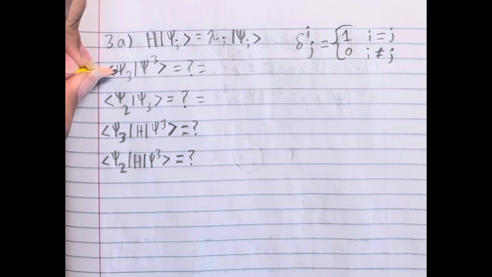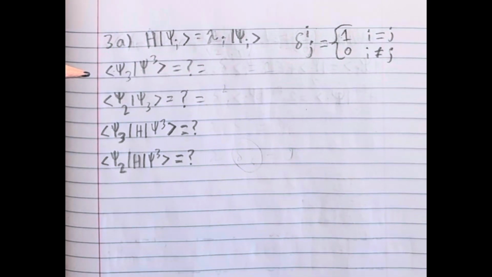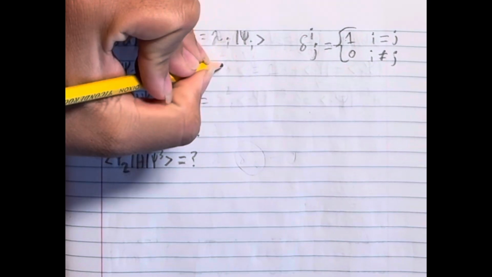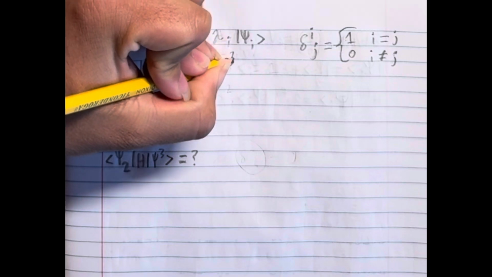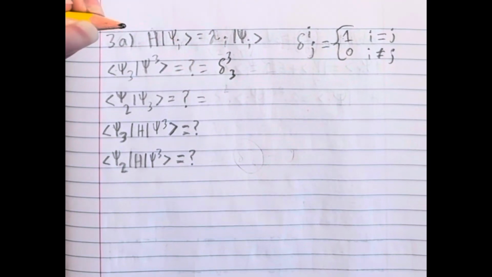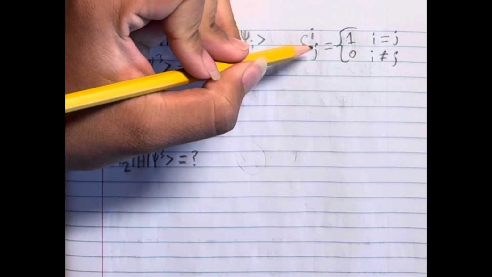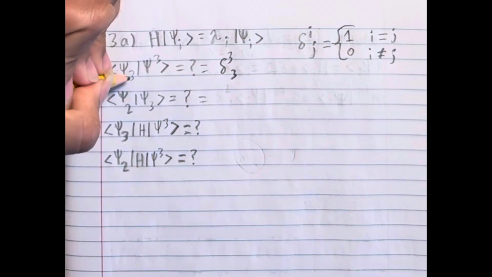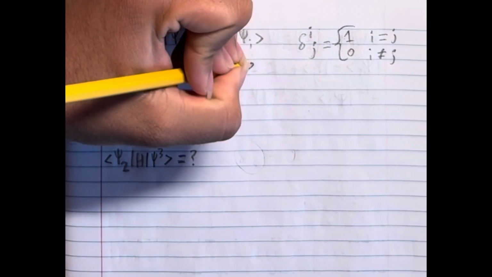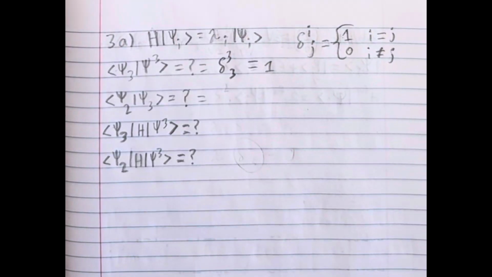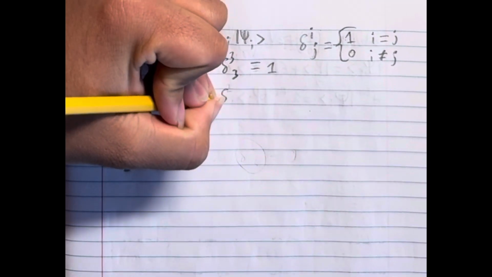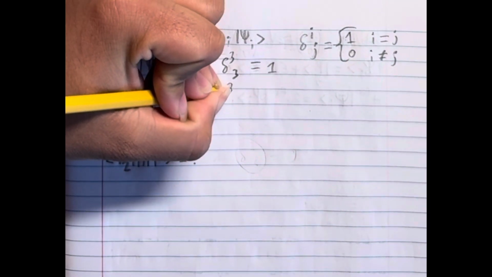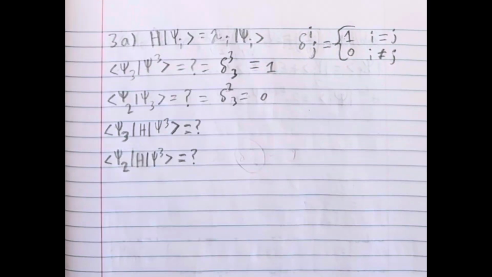And so we know that when we evaluate this bra and ket acting on each other, we're going to end up getting the Kronecker delta. And we know from the definition of the Kronecker delta that if the indices are the same, then we get 1, and if they're not the same, we get 0. So in this case, we have psi 3 and psi 3, so we know that the Kronecker delta will give us 1. Now for this case, we have psi 2 and psi 3, and so because these indices are not the same, we will get 0.